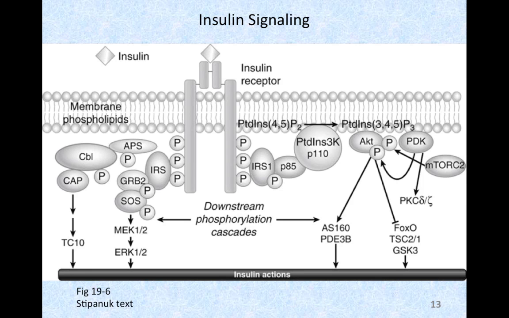Again, lots of different cells have insulin receptors. Some of them have other cell-specific processes like glycogenesis, but a lot of them respond in the same way to insulin. Okay, again, anabolic hormone.